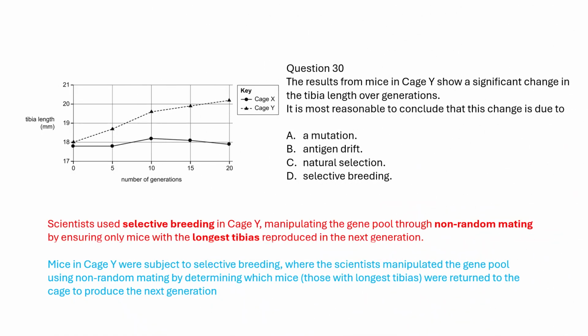Scientists use selective breeding in cage Y, manipulating the gene pool through non-random mating by ensuring only mice with the longest tibias reproduced in the next generation.